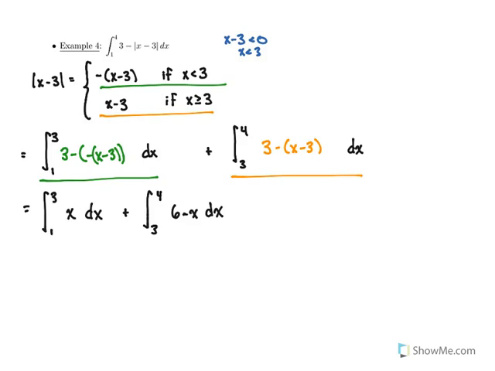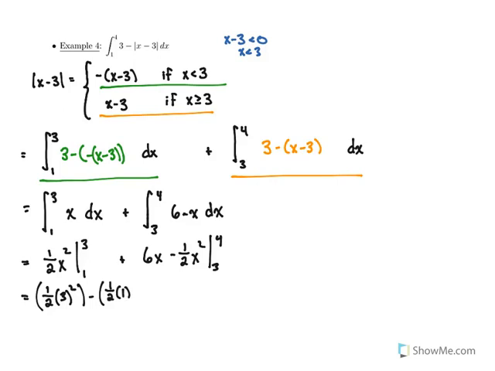Now I have to take the antiderivative. In the first one, we have the reverse power rule. This is going to be equal to 1/2 x squared evaluated from 1 to 3. And for 6 minus x, I'm going to have 6x as the antiderivative of 6, and then minus 1/2 x squared, the antiderivative of negative x, this time evaluated from 3 to 4. Two different things to evaluate. So here we're going to have 1/2 times 3 squared, plugging in the top bound, minus 1/2 times 1 squared, plugging in the bottom bound. And over here, 6 times 4 minus 1/2 times 4 squared, plugging in the top bound, minus 6 times 3 minus 1/2 times 3 squared, plugging in the bottom bound.